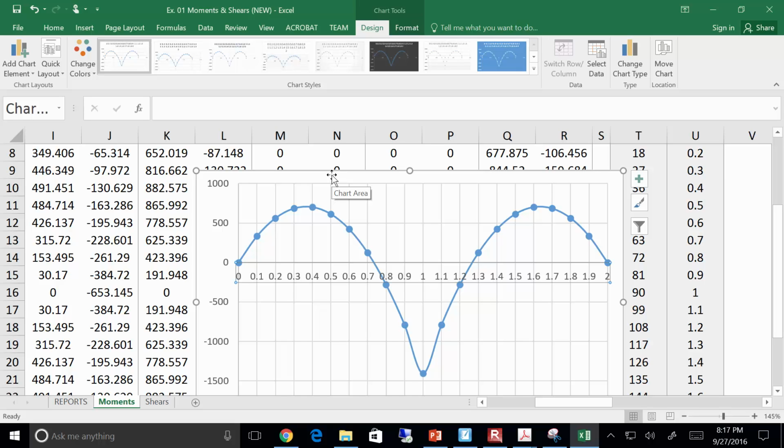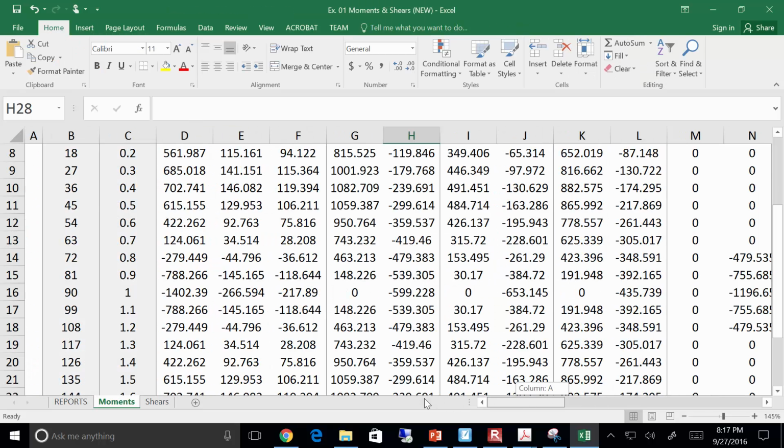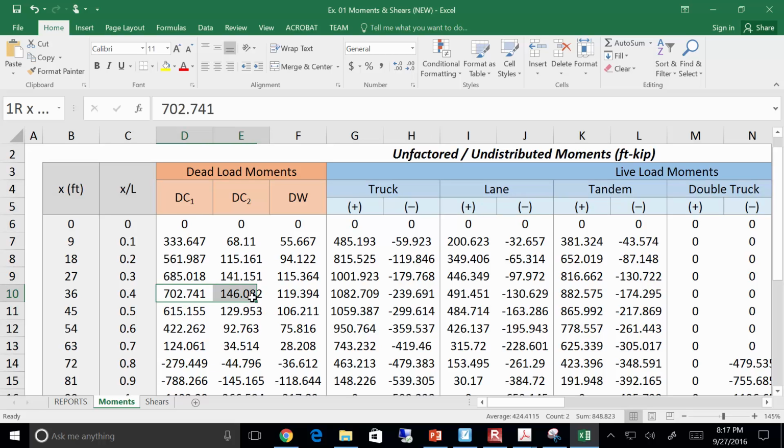So everybody okay with that? Again, what you're looking at is the moment diagram for this section. All right, everybody good? So I propose we take the 0.4 moments to get our largest moments for the purposes of a design check later. So what are those? Well, DC1 is like 702.74. DC2 is like 146.08. And DW is 119.39. Everybody okay with that? So you see where I'm getting these, right?